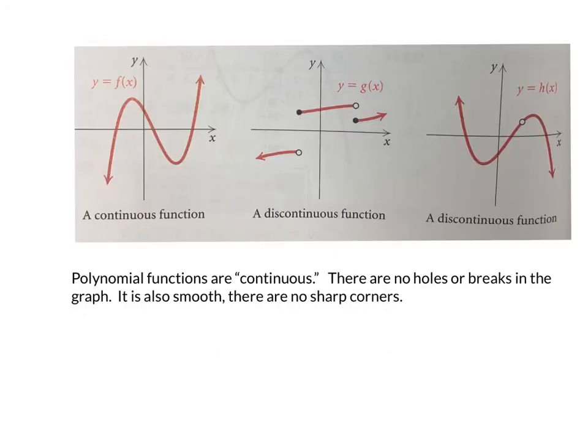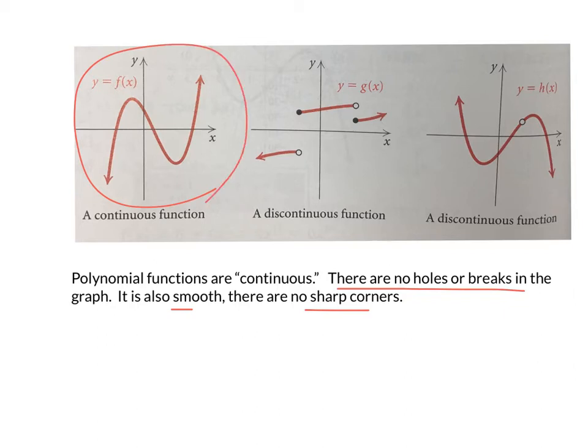All right, continuous, a couple more words here. Our polynomial functions are continuous because if you look down here, there are no holes or breaks in the graph. It's also smooth. There are no sharp corners. So this is what a continuous one would look like. That probably looks like it could be a cubic.